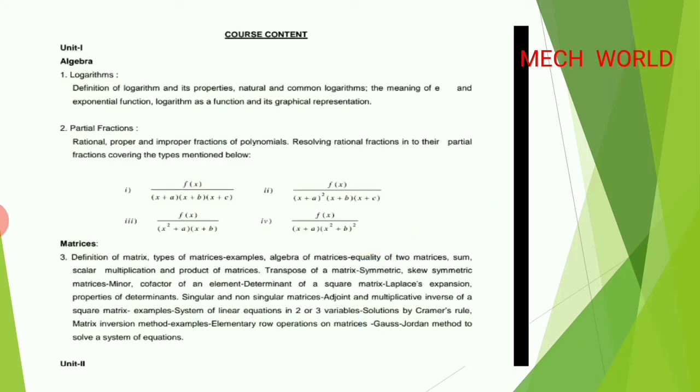In Unit 1, that is algebra, we have logarithms, partial fractions and matrices. We have already studied the logarithms, and in this chapter we have to know partial fractions and matrices.